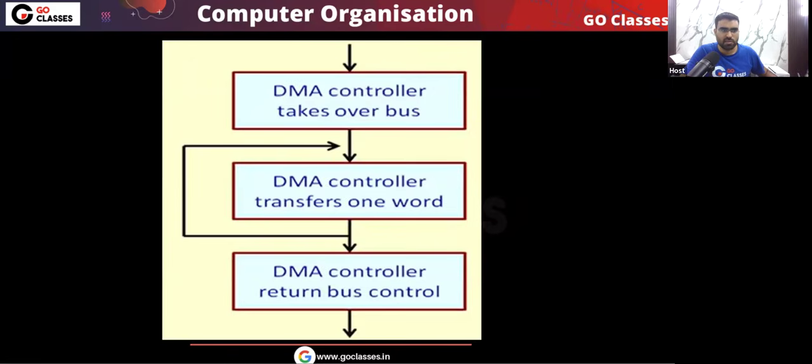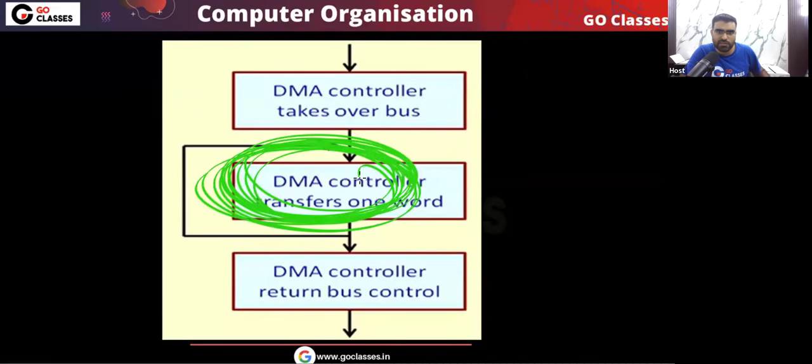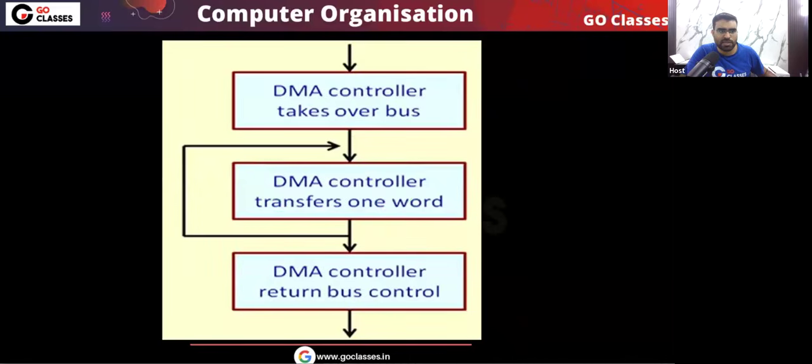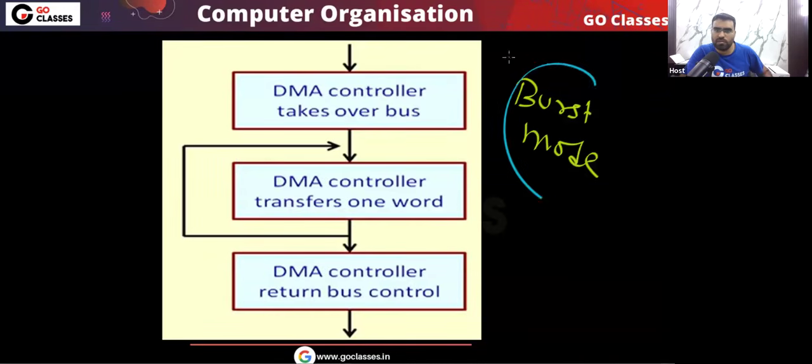And in this next one, you can see the DMA will take control of the bus, then the DMA will transfer the whole data, and then the DMA will give up control of the bus. So this is called burst mode. This is the burst mode of DMA transfer.